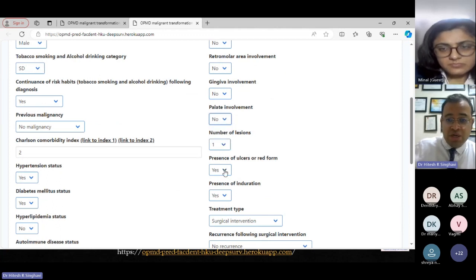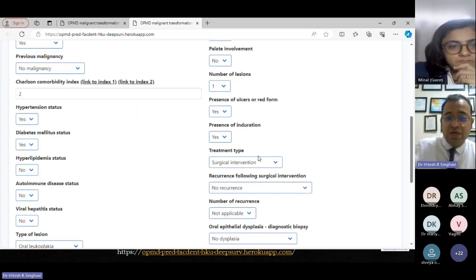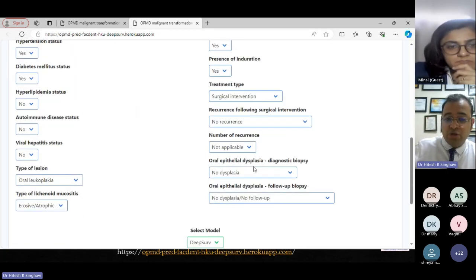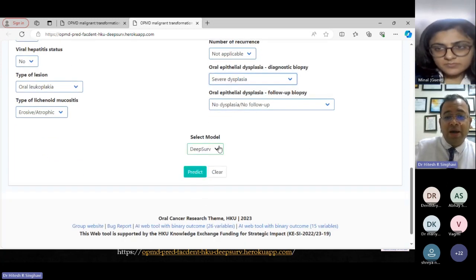Number of lesions 1, 2, 3. Presence of ulcer, red, yes. Presence of induration, yes. Surgical intervention, no. Number of recurrences, no. Dysplasia, I would say severe, yes. And it is using a deep survival model. Predict.